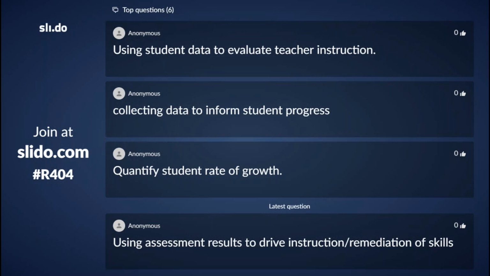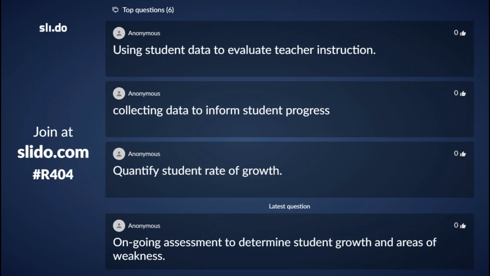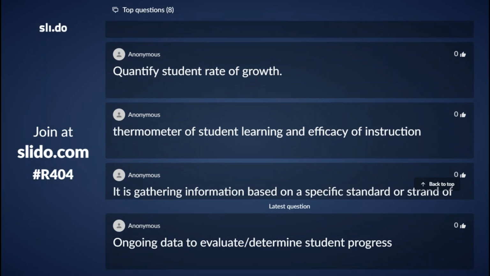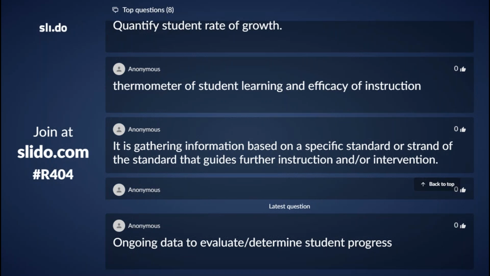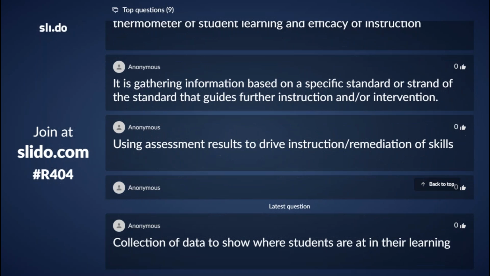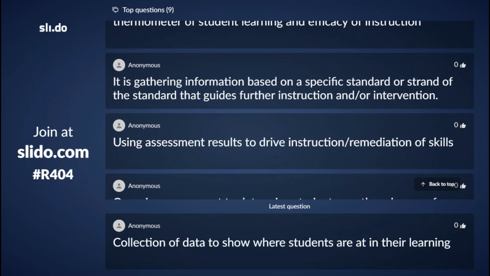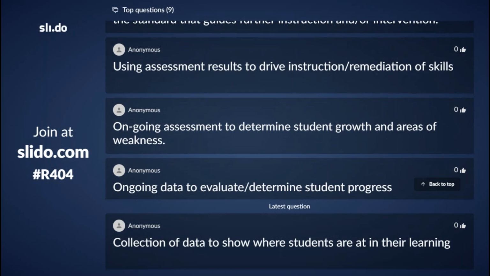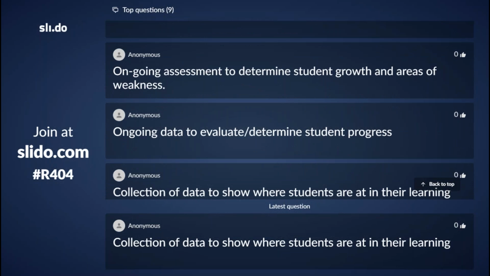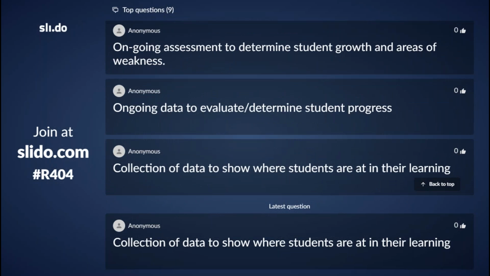So using student data to elevate teacher instruction, collecting data to inform student progress, quantifying student rate of growth, a thermometer of student learning, and efficacy of instruction. It's the gathering of information based on a specific standard or strand of the standard that guides further instruction or intervention, using assessment results to drive instruction, remediation of skills, ongoing assessment to determine student growth and areas of weakness, ongoing data to evaluate and determine student progress, collection of data to show where students are at in their learning.